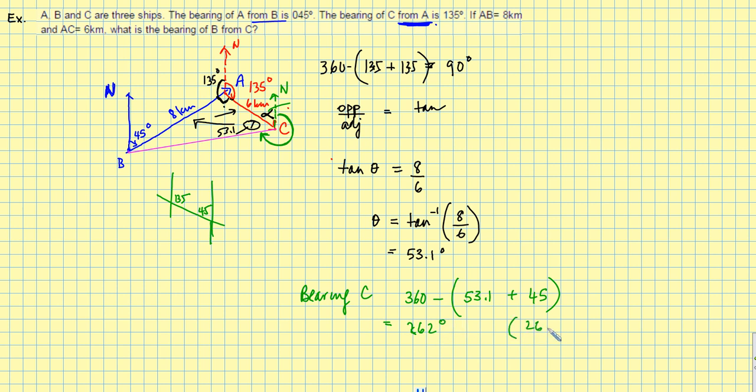It was 261.9 degrees, but if we want to place it to three significant figures, it'll go to approximately 262. Okay, so that will give us our solution to the problem we just looked at.